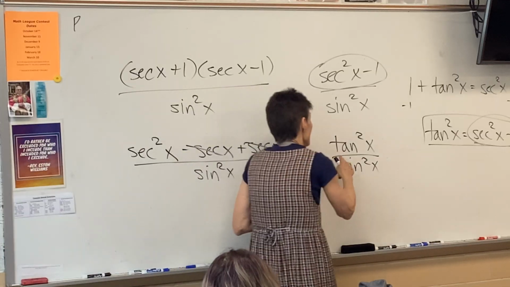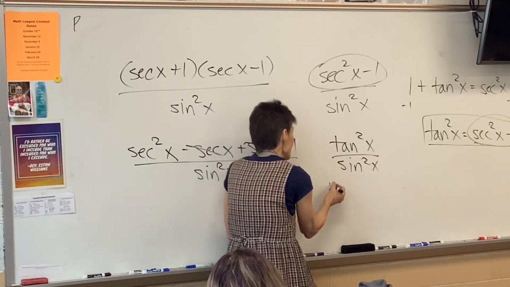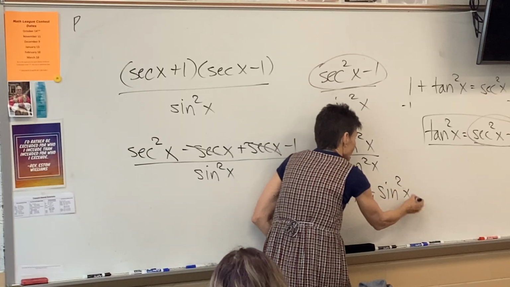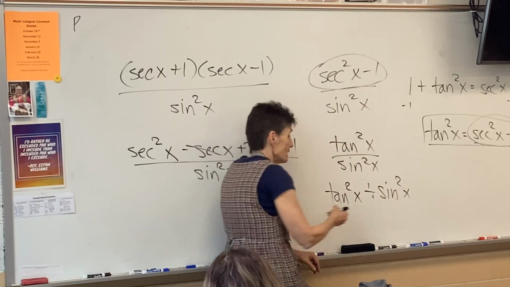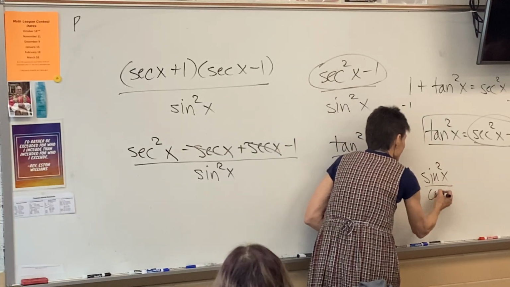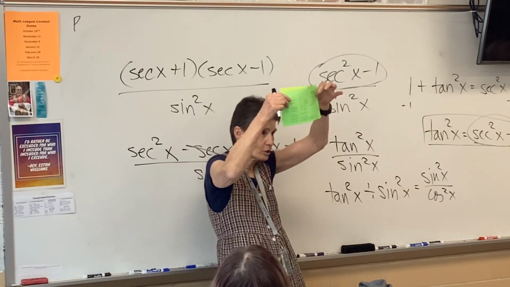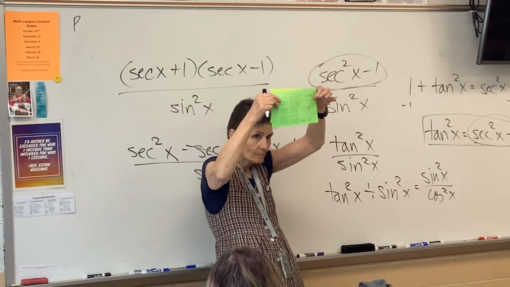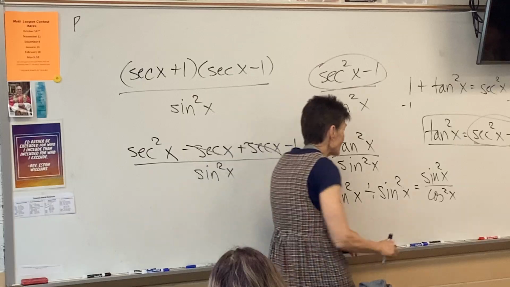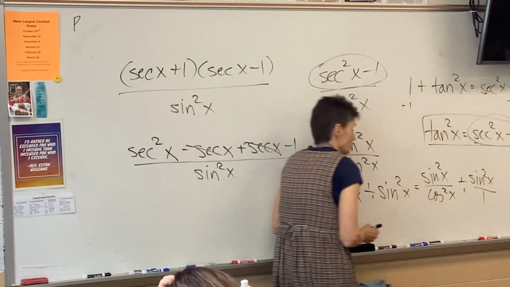So I want you to look up here, guys. This is the last problem we're going to do, but I need you to stay with me. This literally says tangent squared divided by sine squared, right? Tangent squared is sine squared over cosine squared. Mrs. Ford, how do you know that? It is circled on your paper. Tangent is sine over cosine. So I have tangent squared divided by sine squared over 1.